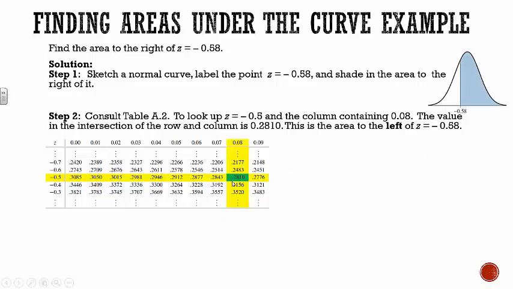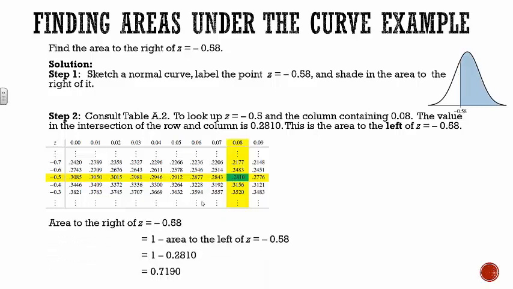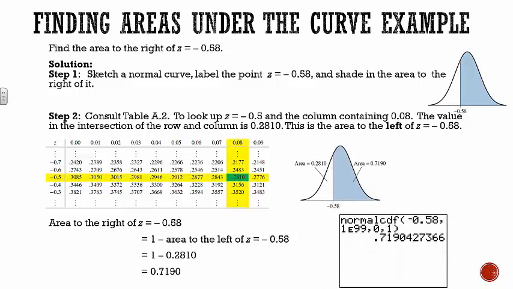So the way that I'm going to find the area to the right, since the total area is 1, I do 1 minus 0.2810, which is 0.7190. Again, in my calculator, I can do the same exact thing.